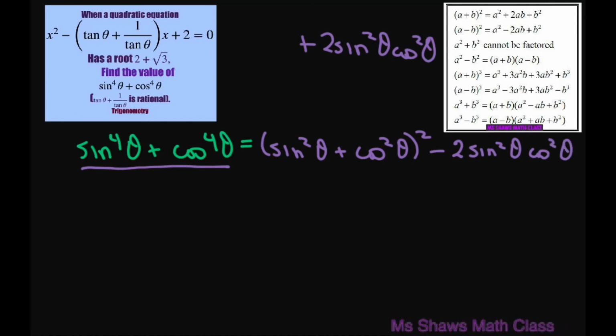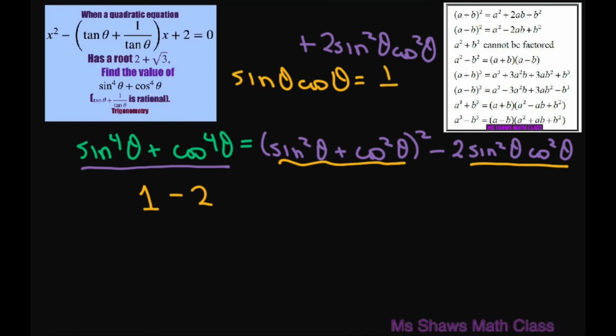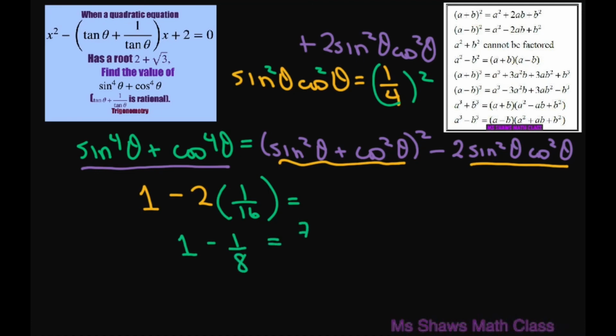All right, to simplify that, now this equals 1, sine squared theta plus cosine squared of theta. So that's going to be 1 squared, it's just 1, minus 2 sine squared theta cosine squared theta. So remember, sine of theta cosine of theta was 1 divided by 4. So basically, if you square both sides, that's going to give you 1 divided by 16. Okay, and this is going to be 1 minus 1/8, which equals 7 divided by 8.